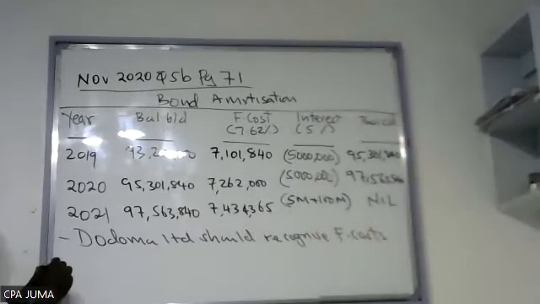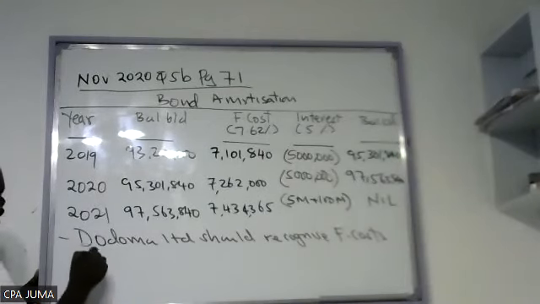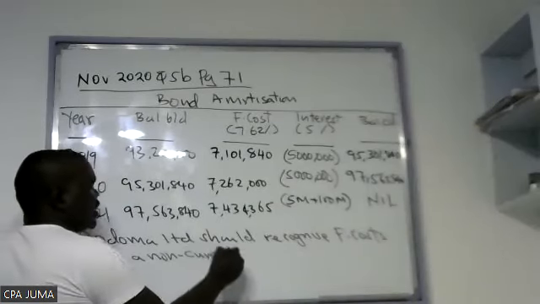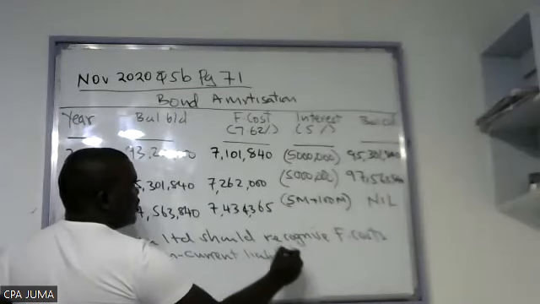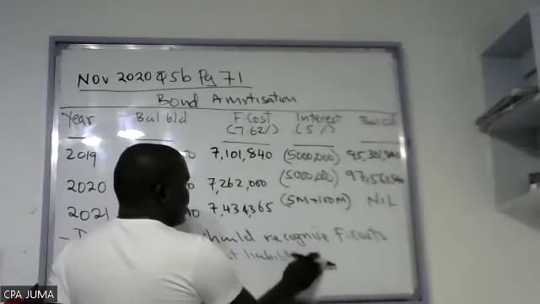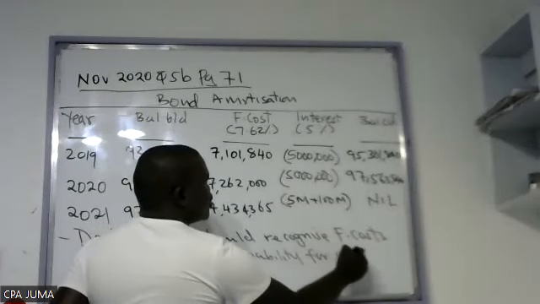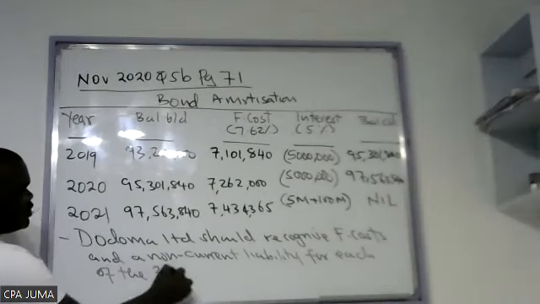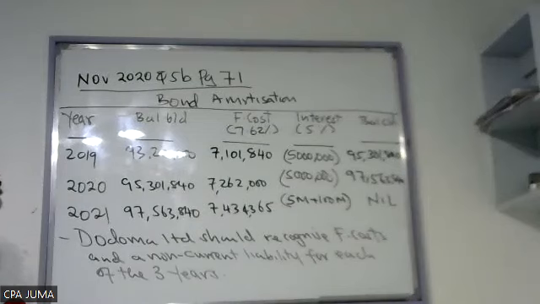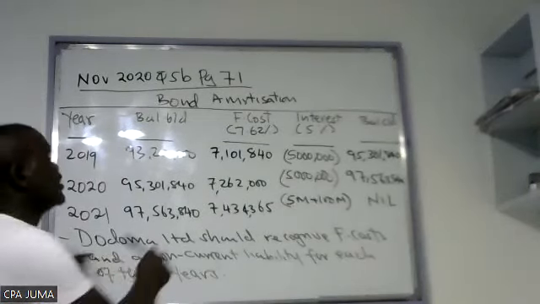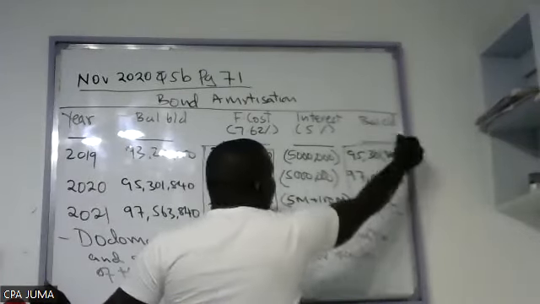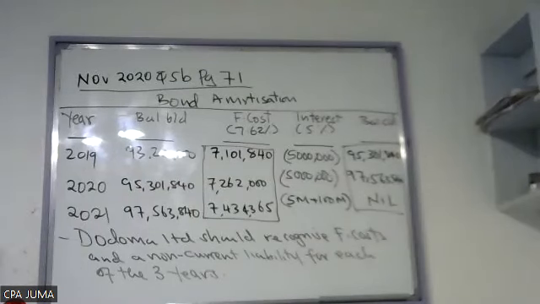and a non-current liability for each of the 3 years. For each of the 3 years. So in the P&L, they need to recognize this one here. Then in the balance sheet, they need to recognize those amounts there. So they did a little and just left it.